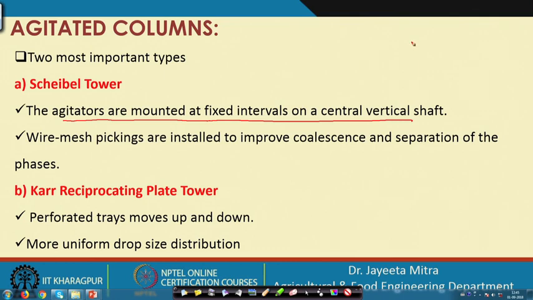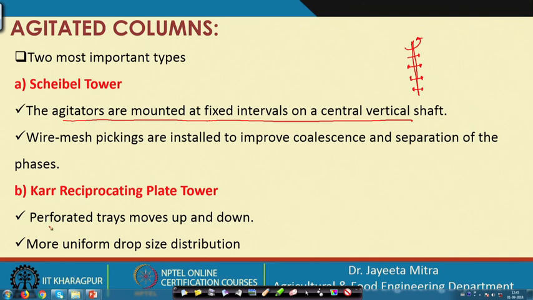Okay. So, there will be one central vertical shaft, and on that we will fix some agitators that will rotate, and this thing will be kept in the tower. Wire mesh packings are installed to improve the coalescence and separation of the phases, that is important.